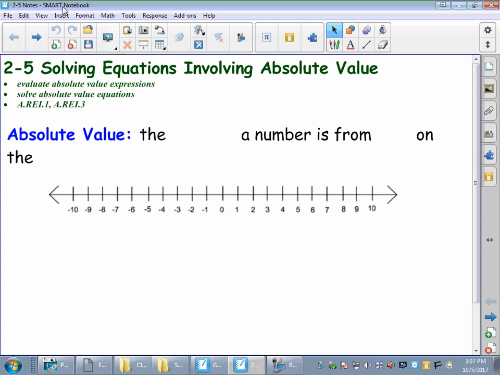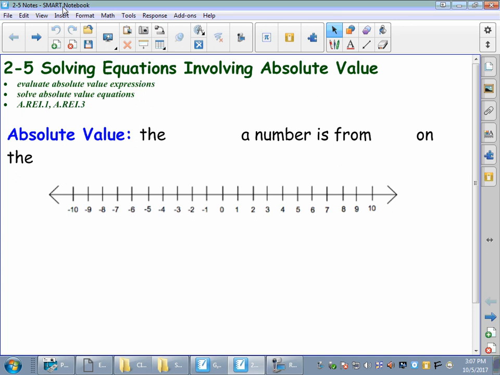These are your 2-5 notes on solving equations with absolute value signs. So we've been working this whole chapter on solving equations, so a lot of the similar techniques are going to apply. But now we're going to solve equations that have an absolute value symbol around them, and it just creates a little bit more complications.